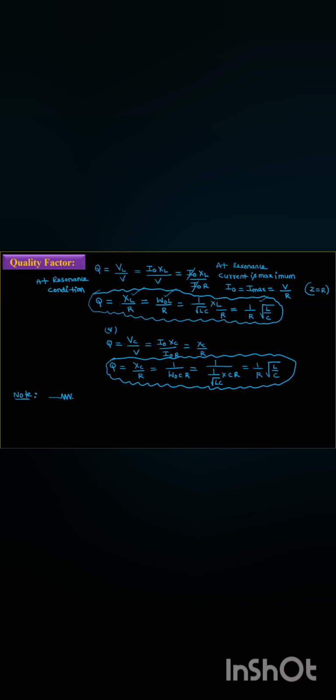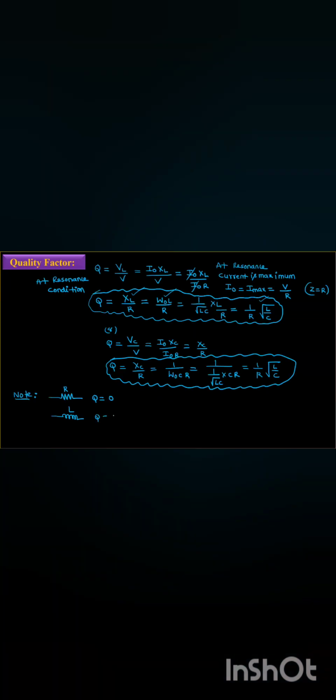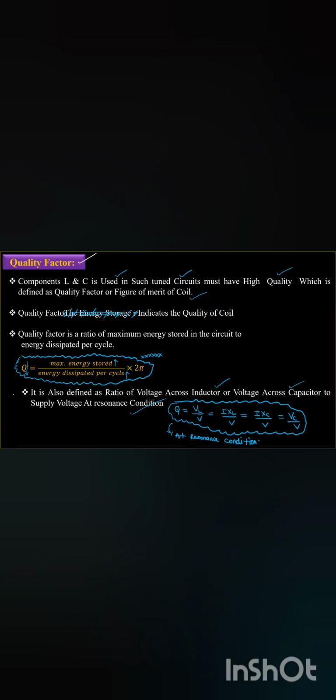If a pure resistor is there, can anybody tell what is the quality factor? If it is a resistor, it is not a coil, there is no inductance. Then for a pure resistor, the quality factor is 0. If it is a pure inductor, the energy dissipation is 0. If energy dissipation is 0, then the quality factor is infinity. Practically a pure inductor is not possible, but the quality factor is infinity because there is no energy dissipation. This is the fundamental formula you have to apply.